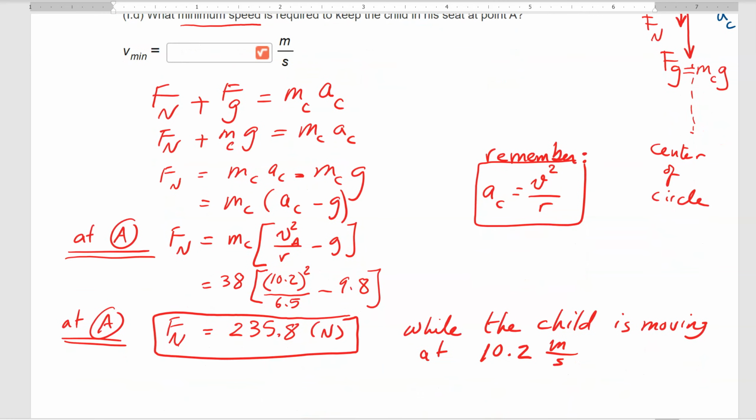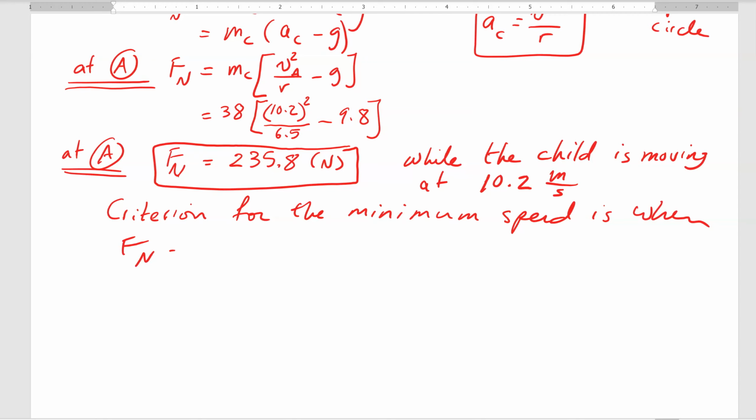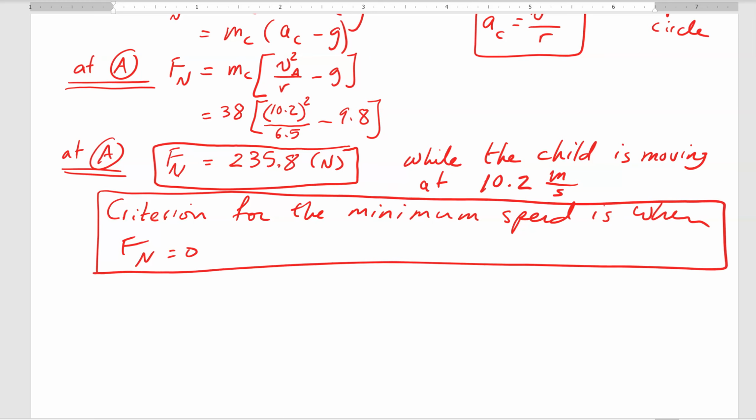So, in other words, the criterion for the minimum speed is when the normal force, when Fn, is equal to 0. So we solve for that, and then we would know that this is the minimum speed, not the minimum speed to have the roller coaster move along with, but to be exactly greater than that.